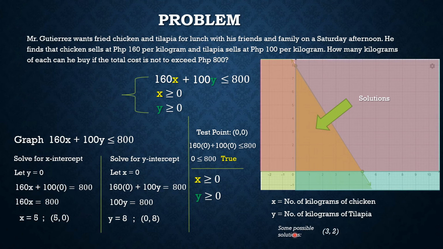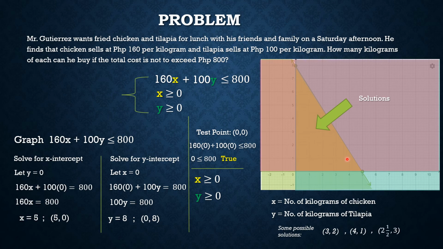Let's say, pwedeng 3, 2. Ito, 3, 2, nasa loob ng ating shaded portion, no? So, dahil 3 yung ating linear inequality dito, kailangan doon tayo mag-focus sa 3 beses na shadean. Okay? 3 beses nag-overlap. So, 3, 2 is part of the solution. So, it's like Mr. Gutierrez can buy 3 kilograms of chicken and 2 kilos of tilapia. So, pwede rin namang 4, 1. So, pwedeng 4 kilos of chicken and 1 kilo of tilapia.